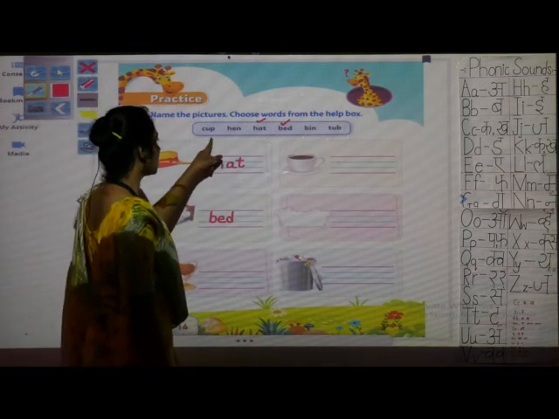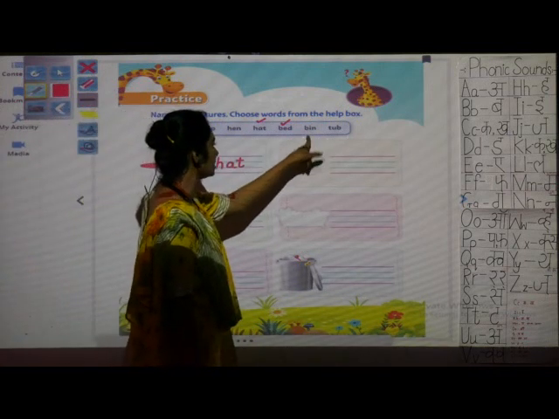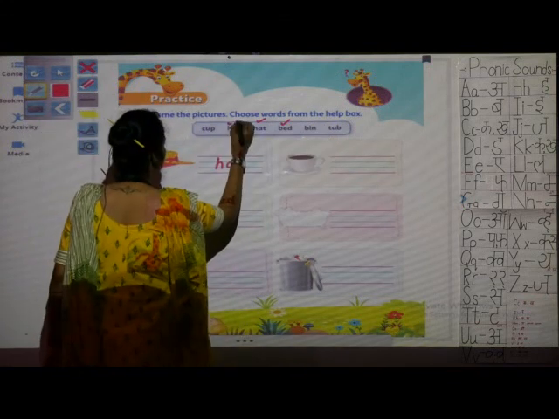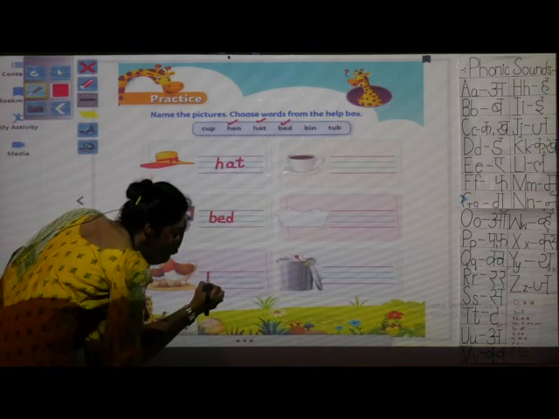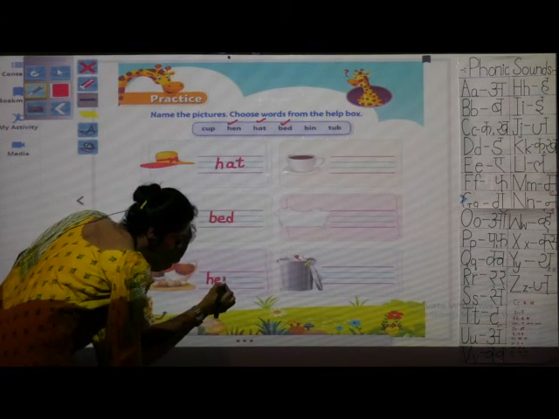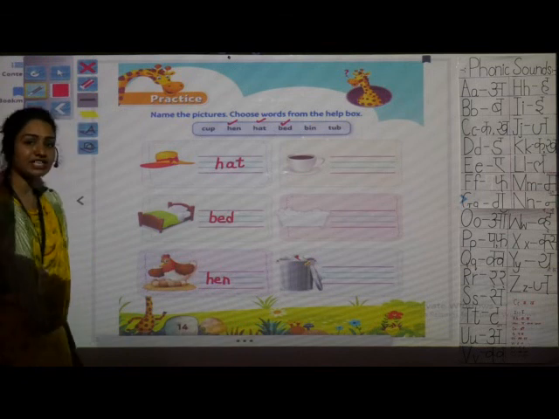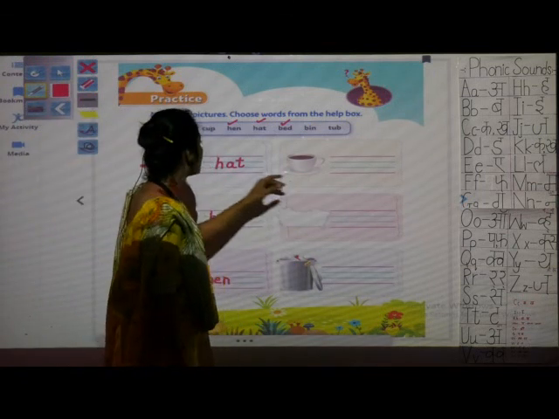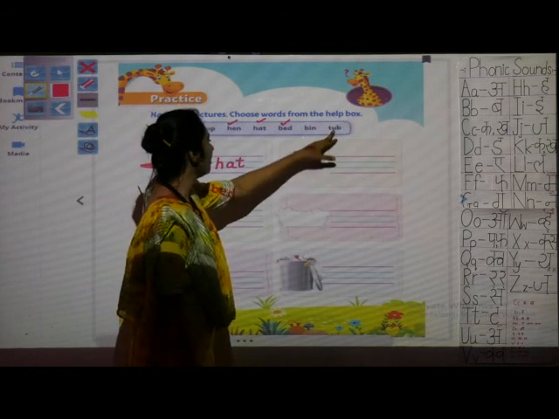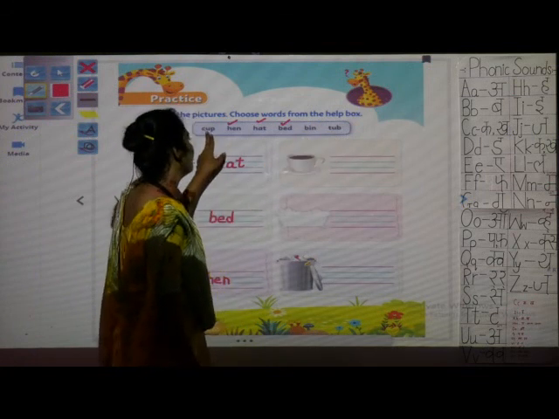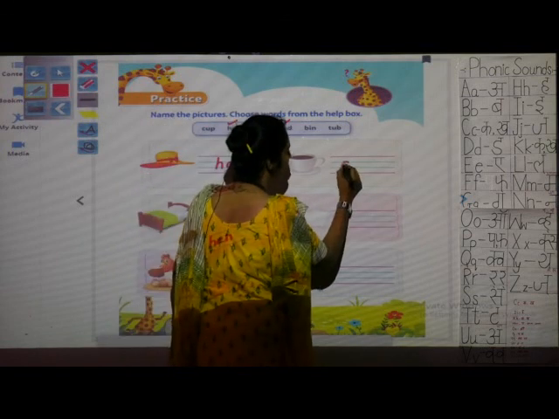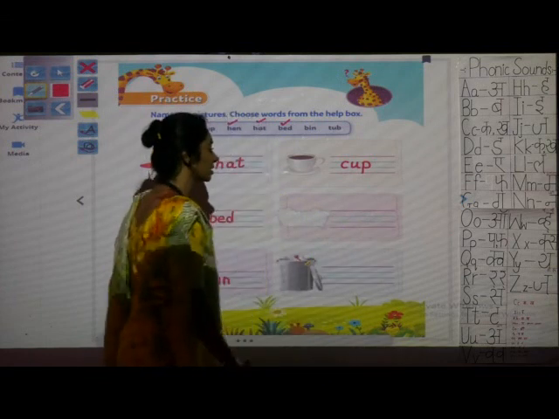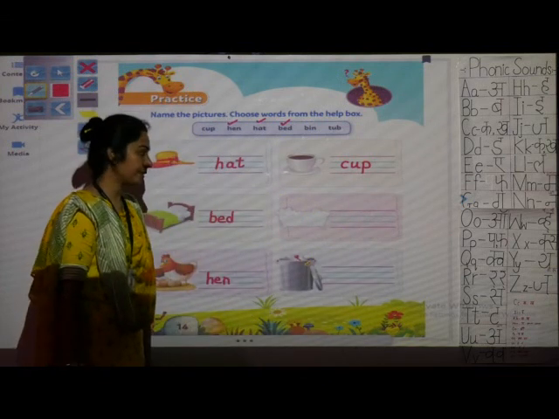Hen. Very nice. So what is the spelling of hen? Come on, see. Cup, hen, bin, tub. Then what is the spelling of hen? Here it is. Say H-E-N, hen. Come to this picture. Which picture is this? Cup. So what is the spelling of cup? Tub, bin, cup. Yes. Now say the spelling. C-U-P, cup.